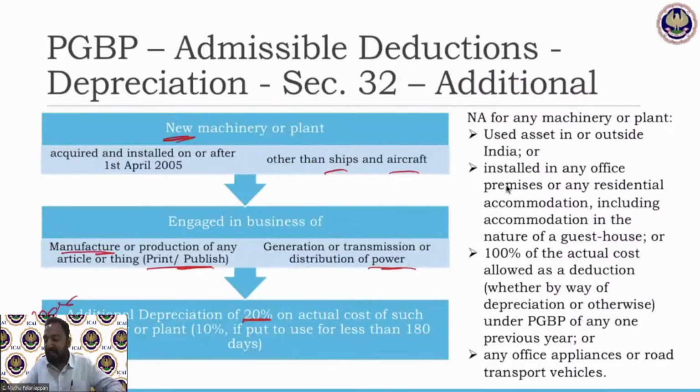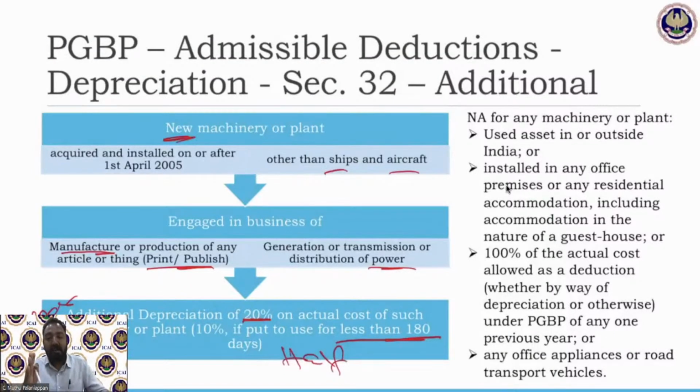But if it is less than 180 days, of course, what do you provide? Only half, right? Half the depreciation. So half of 20% is 10%. The balance 10% will be claimed in the next year.